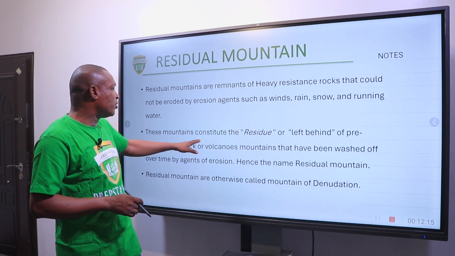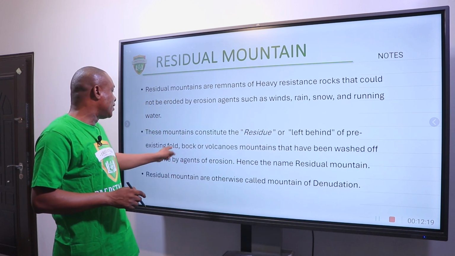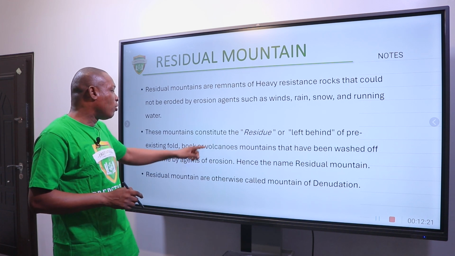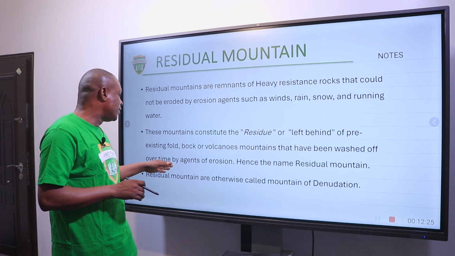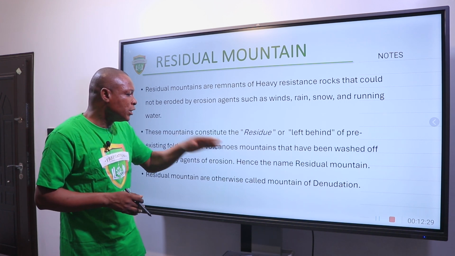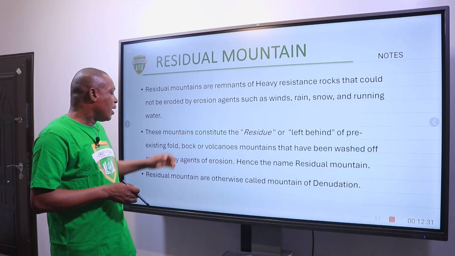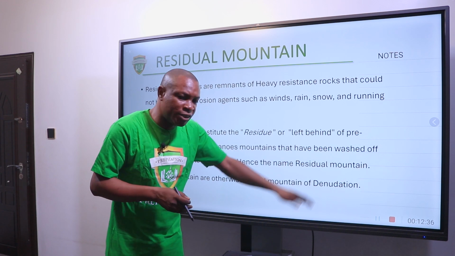These mountains constitute the residue, or the left-behind, of pre-existing fault block or volcanic mountains that have been washed off by agents of erosion. Hence the name residual mountain. Another name for residual mountain is mountain of denudation.